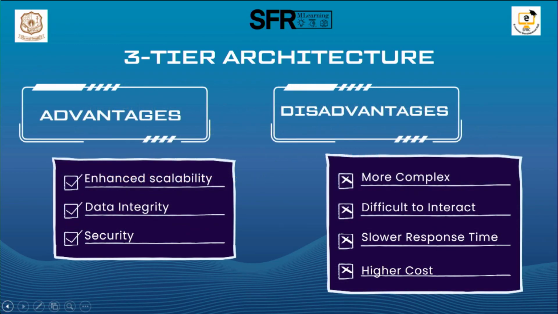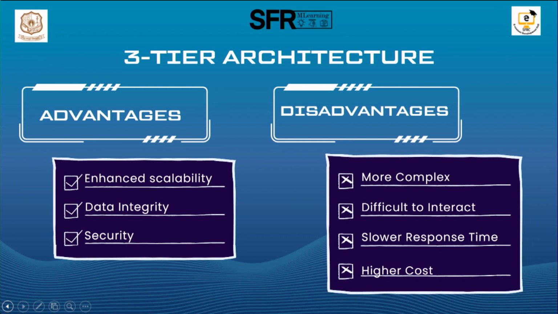These are the advantages and disadvantages of 3-tier architecture. There are 3 main advantages of 3-tier architecture. The first main advantage is enhanced scalability. Scalability is enhanced due to the distributed deployment of application servers. Now, individual connections need not be made between the client and the server.